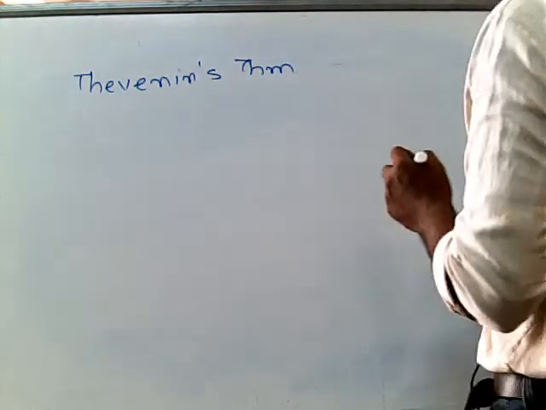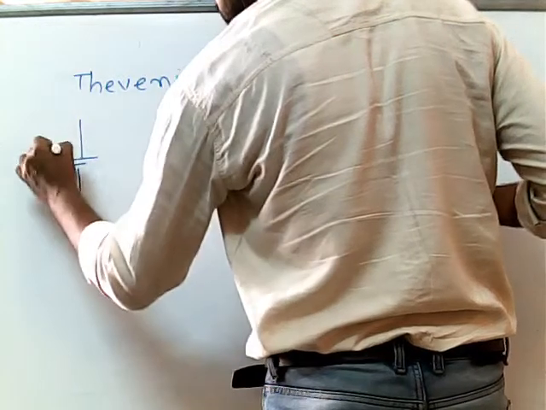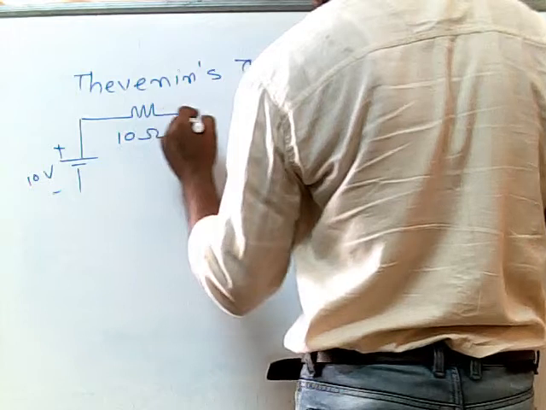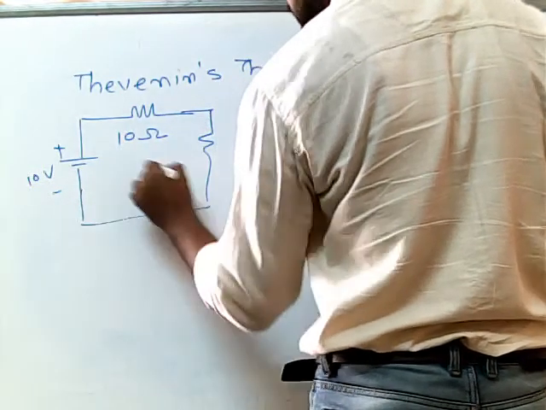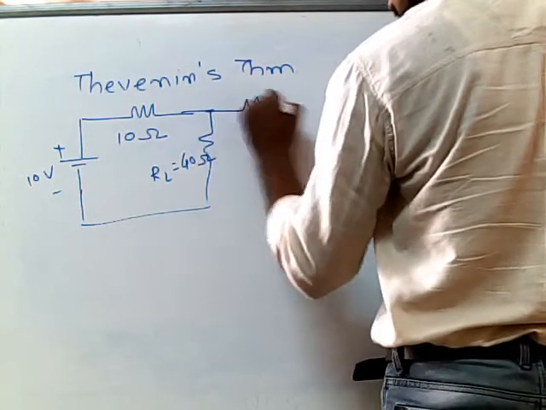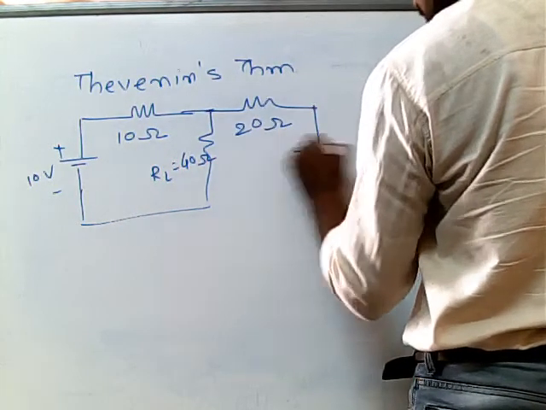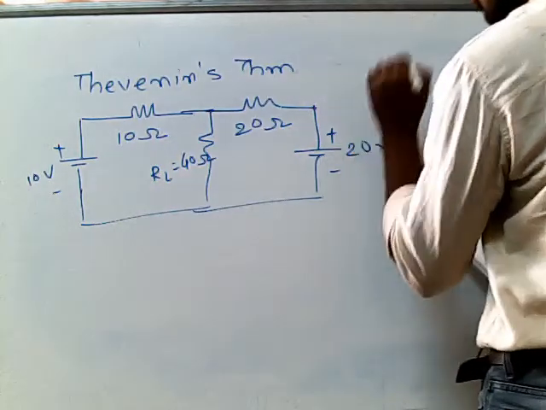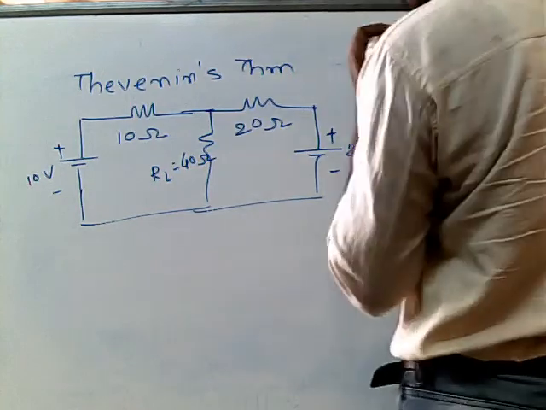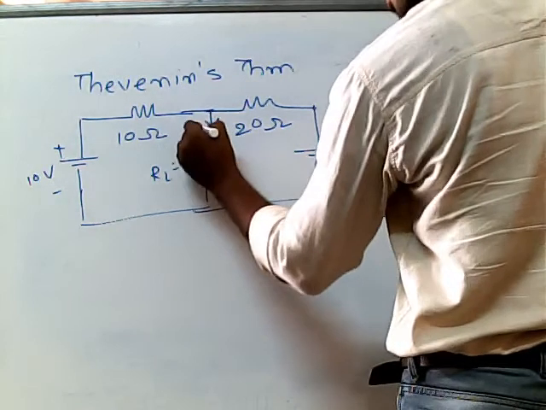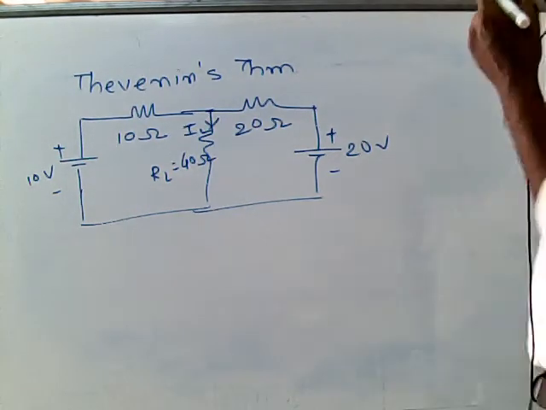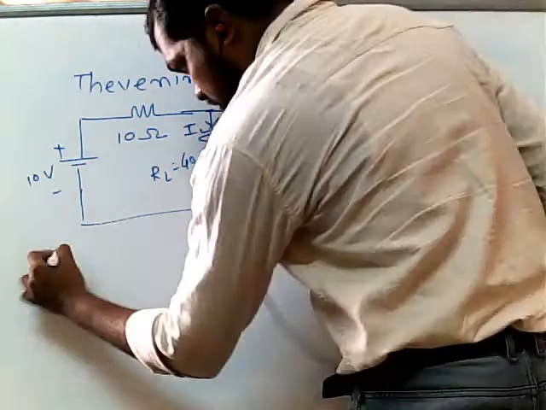For example, I have this kind of network, which contains resistance and voltage source. Say this is my RL, equal to 40 ohm. Then some resistance is there which has the value of 20 ohm, and some 20 volt source is there. This is my circuit, and I want to find the current through this load, IL. First of all, I will find the RTH.